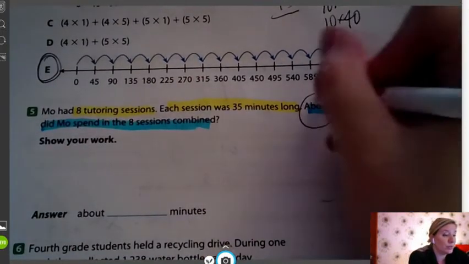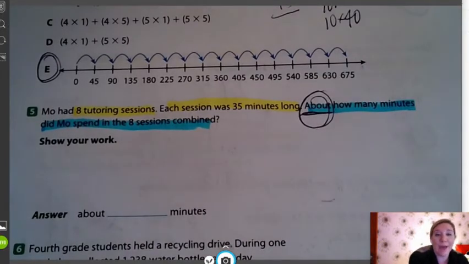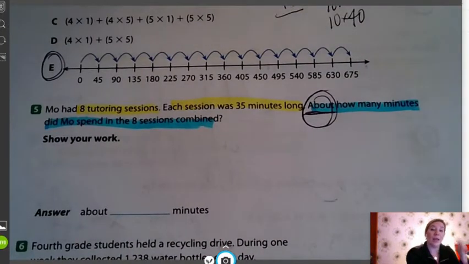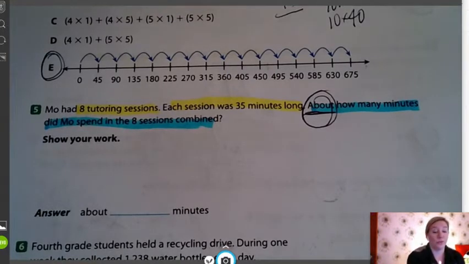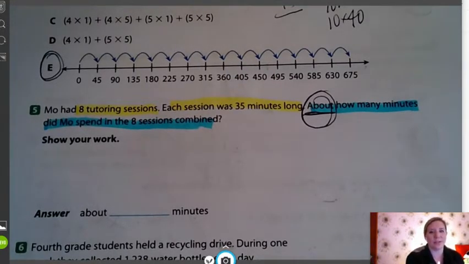What's really important to point out here, it says about, so we're estimating. Please, please, please keep that in mind when we do our lesson quizzes and when you move forward. That about is a signal that you're estimating. You do not want to find the exact answer. If you find the exact answer, it's going to be marked wrong.